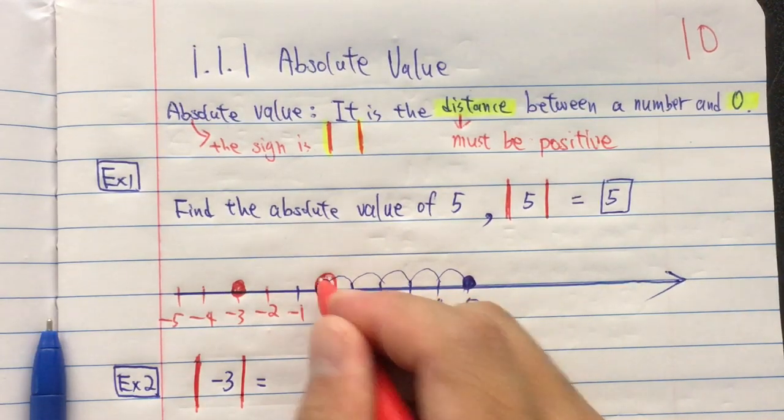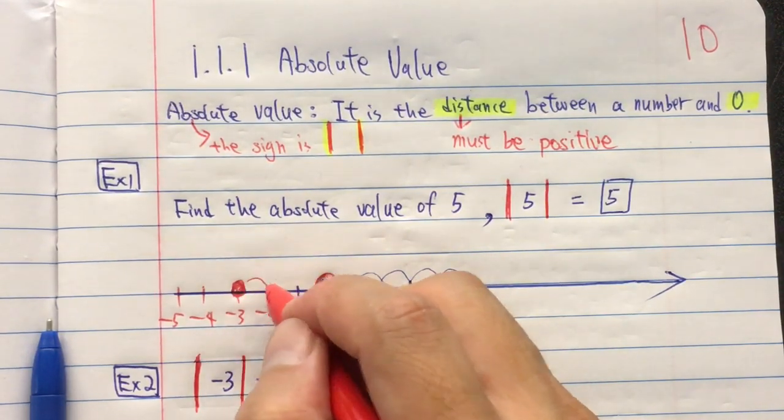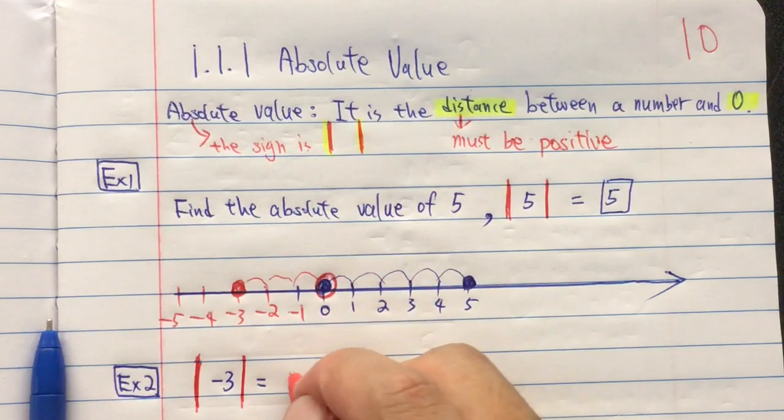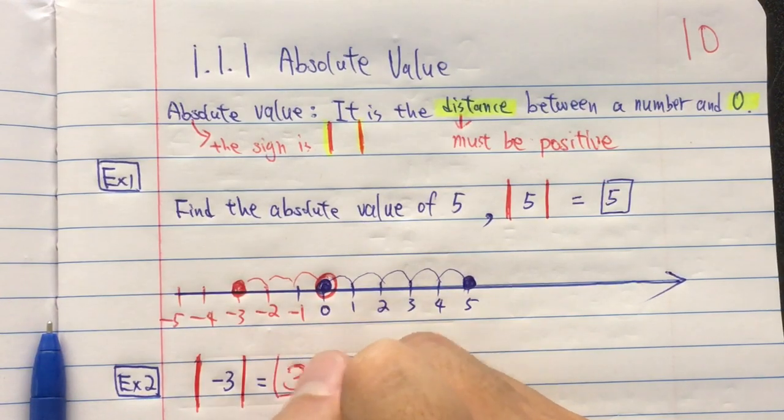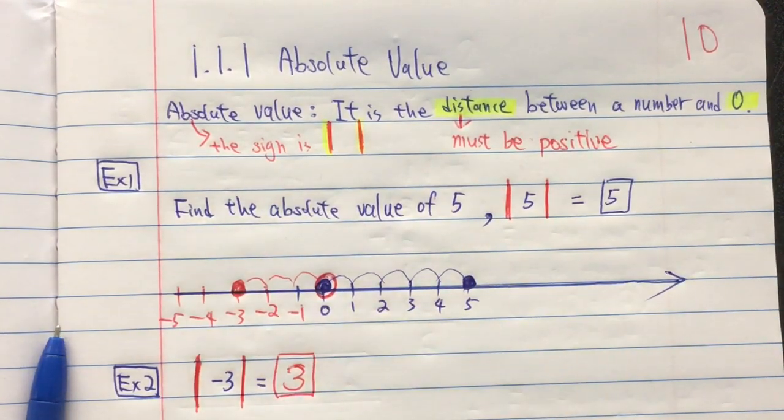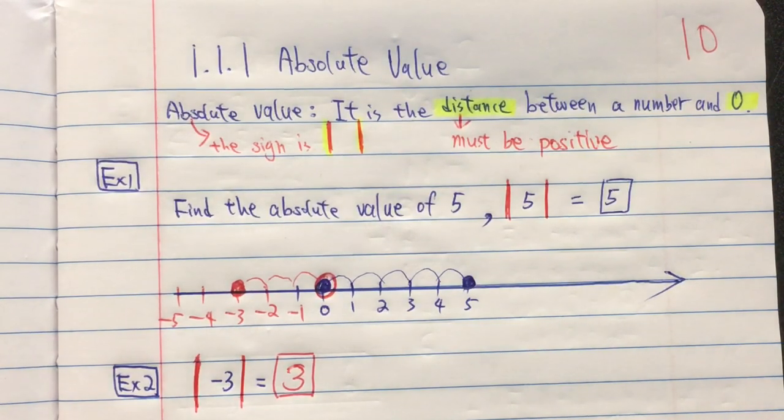Now let's count it: 1, 2, 3. So the answer is 3. You get it? Okay, good. So this is absolute value. I think this should be easy for you.